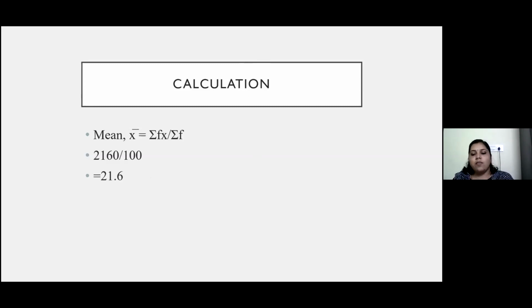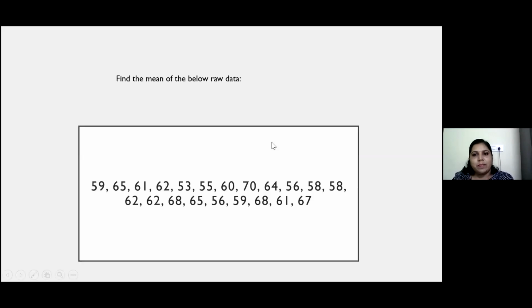Now, this is a sum given to you as an example. Let us solve a new problem. Let's see how fast you are doing it. So this is raw data. First, we will find out the mean of this raw data. And then we'll convert all the raw data into a frequency table and do it again.